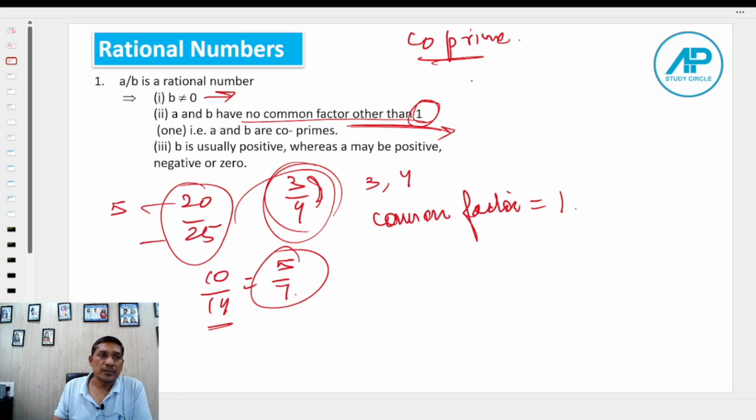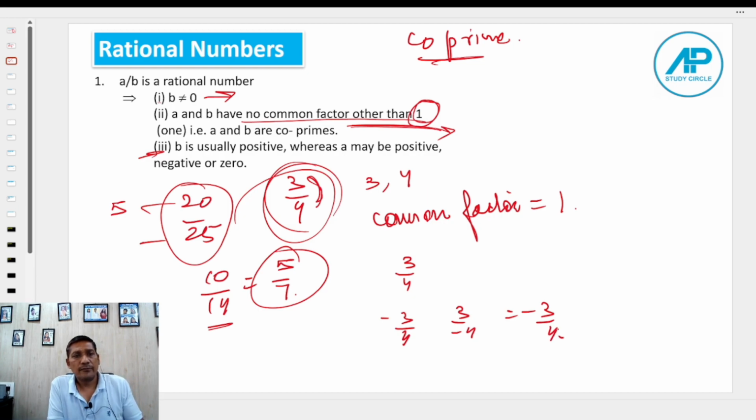B is usually positive, whereas A may be positive. Now, this point does not have any kind of significance in the fraction 3 upon 4. I write minus 3 upon 4. I write 3 upon minus 4. They all are actually minus 3 by 4. All these make a rational number.